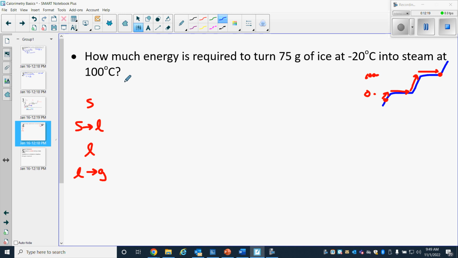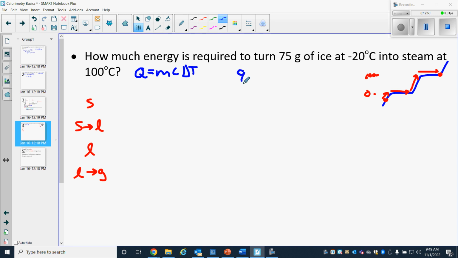We did go over that whenever it is a single phase and the temperature is changing, you can use Q equals MC delta T. So that is just a specific heat problem whenever the temperature is changing. However, we cannot use that formula whenever we're going through a phase change, because the temperature does not change during a phase change. So there's a separate equation to use for phase changes, and this one is not on your reference sheet.